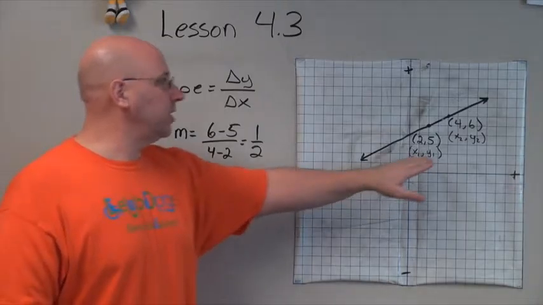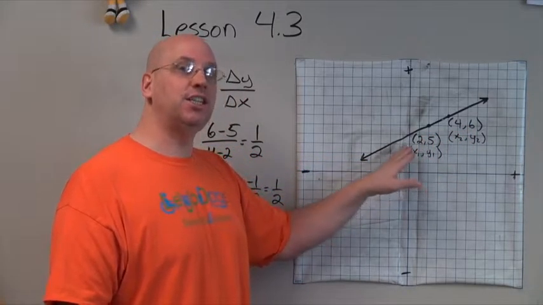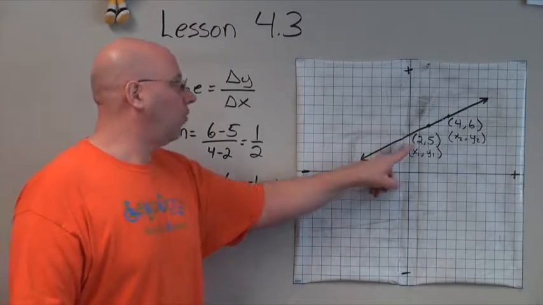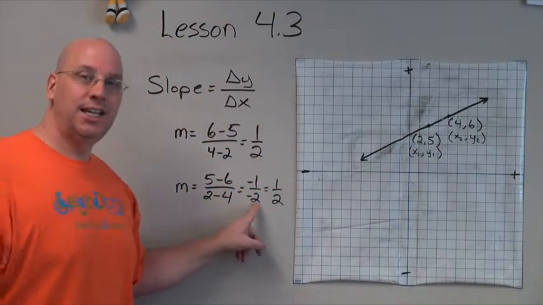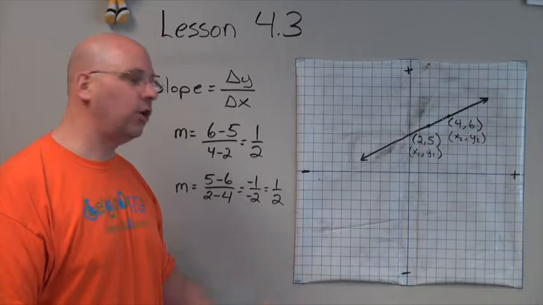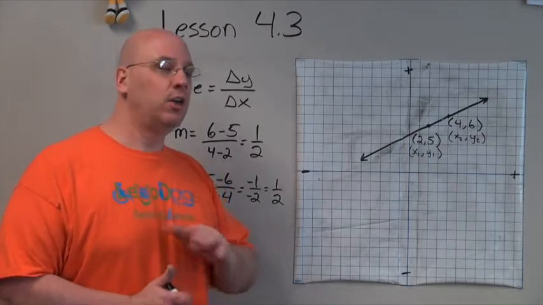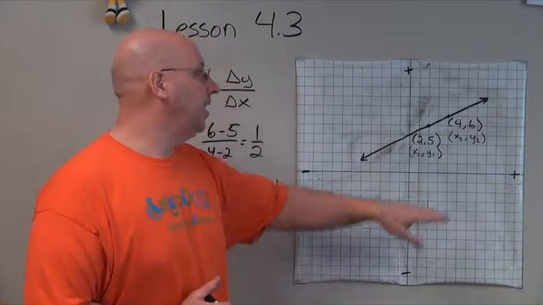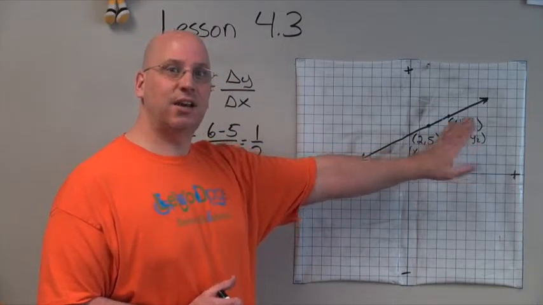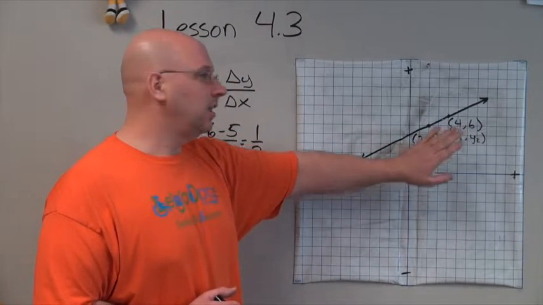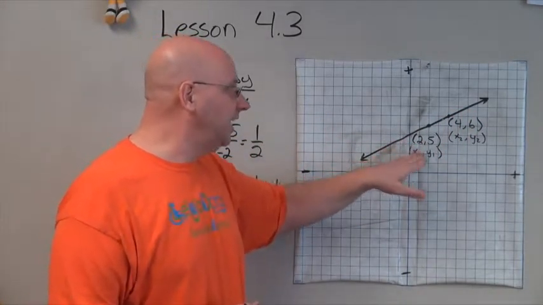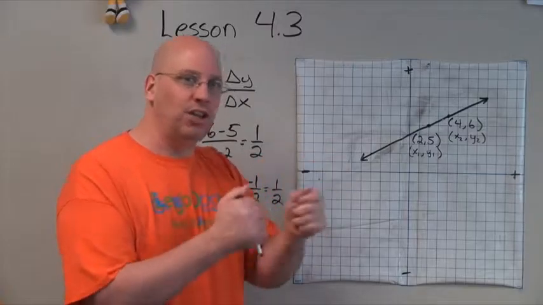Then if I say, all right, well, I'm going to say this is my first point and this is my second point, then I would do 5 minus 6 over 2 minus 4, and I get negative 1 over negative 2, which is also equal to a positive 1/2. So it works either way, as long as you remain consistent. If you're saying that this is your second set of points, and this is your first, then it's always these minus those. If it's the other way around, then it's these minus those, but you can't intermingle them or interchange them.